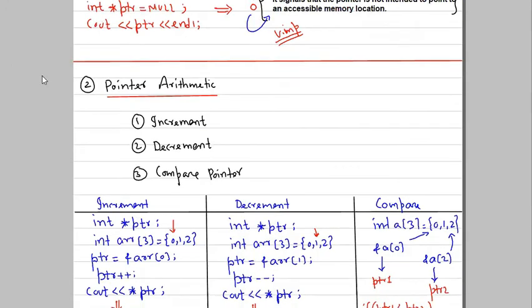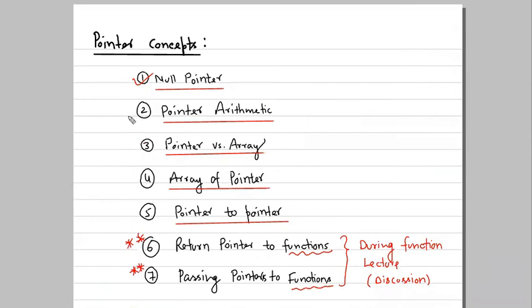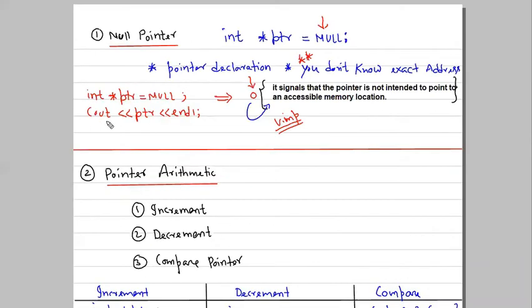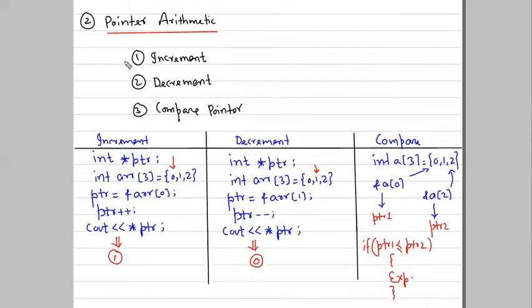The next point is pointer arithmetic. If you want to increment the pointer, for example, you have a ptr and you want to do ptr plus plus, or you want to decrement it, or you want to compare ptr1 greater than or equal to ptr2.